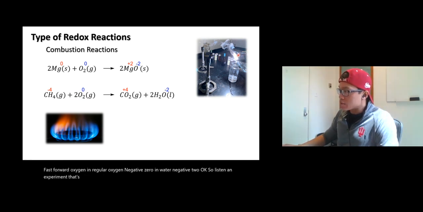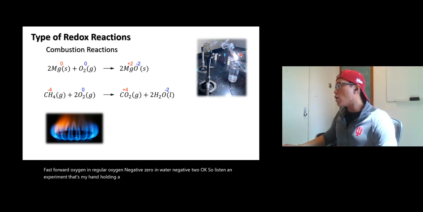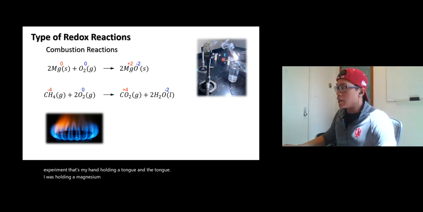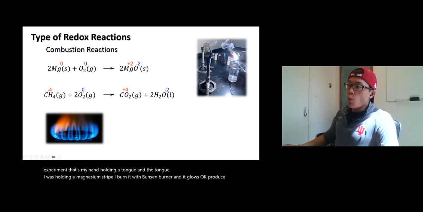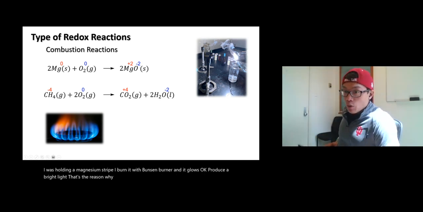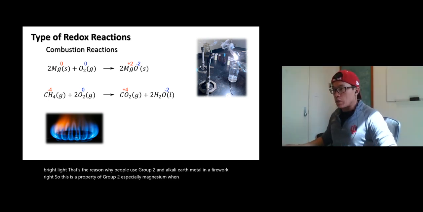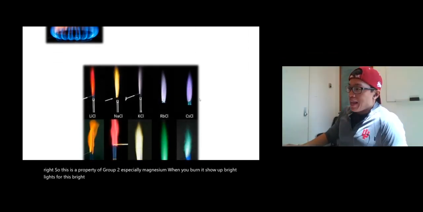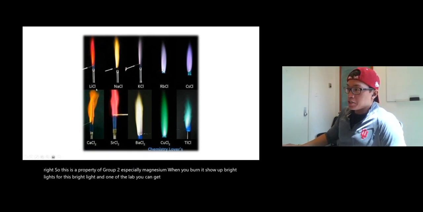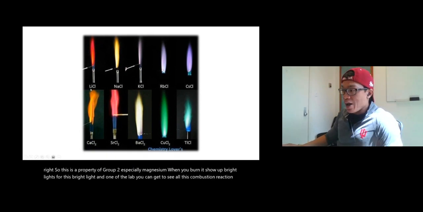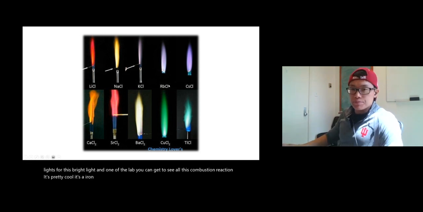Okay, so this is an experiment. That's my hand holding a tongs, and in the tongs I was holding a magnesium strip. I burned it with a Bunsen burner, and it glows. Okay, it produces a bright light. That's the reason why people use group 2 alkaline earth metals in fireworks, right? So this is a property of group 2, especially magnesium. When you burn it, it produces a bright light. Okay, and in one of the labs you can get to see all these combustion reactions. It's pretty cool. Each ion shows a different color. We'll talk about this later.